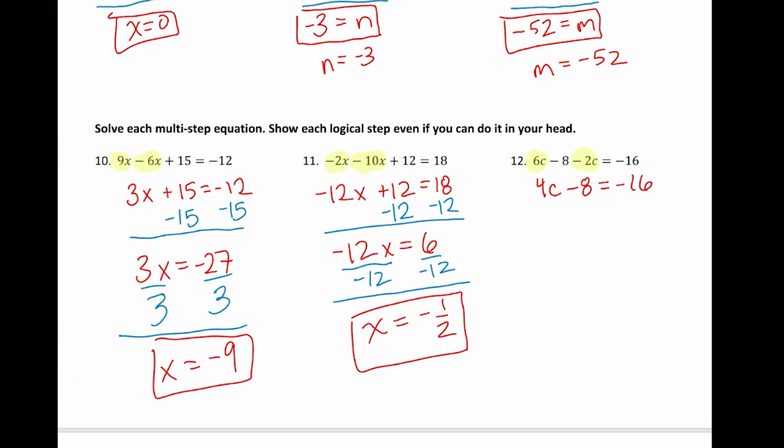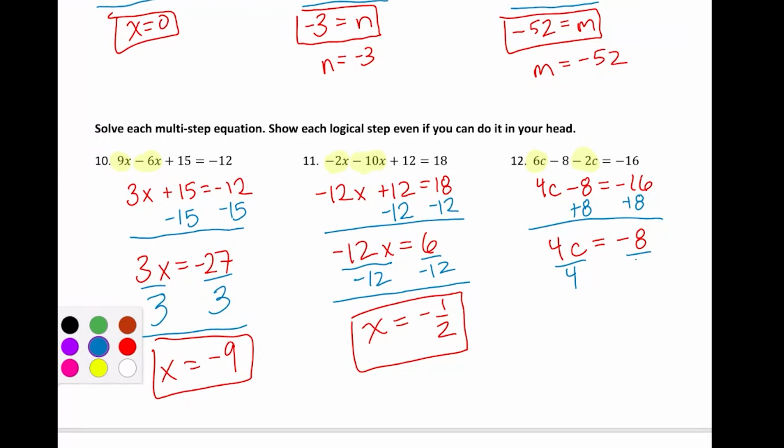Then we can add 8 to both sides, leaving us with 4c equals negative 16 plus 8 is negative 8. And then finally, we're going to divide both sides not by negative, but by positive 4. So c equals negative 2.